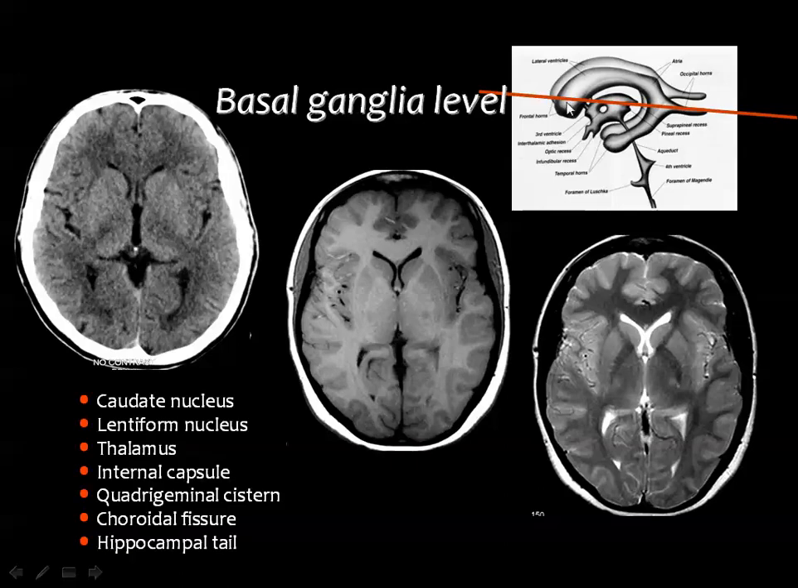In this level you can see the frontal horn of the lateral ventricle and the occipital horn of the lateral ventricle. In between you will see the third ventricle. This is CT image, axial T1, axial T2 MRI. Then you see this is the frontal horn of the ventricle, and this is the occipital horns of the ventricle, the frontal horn and the occipital horn.